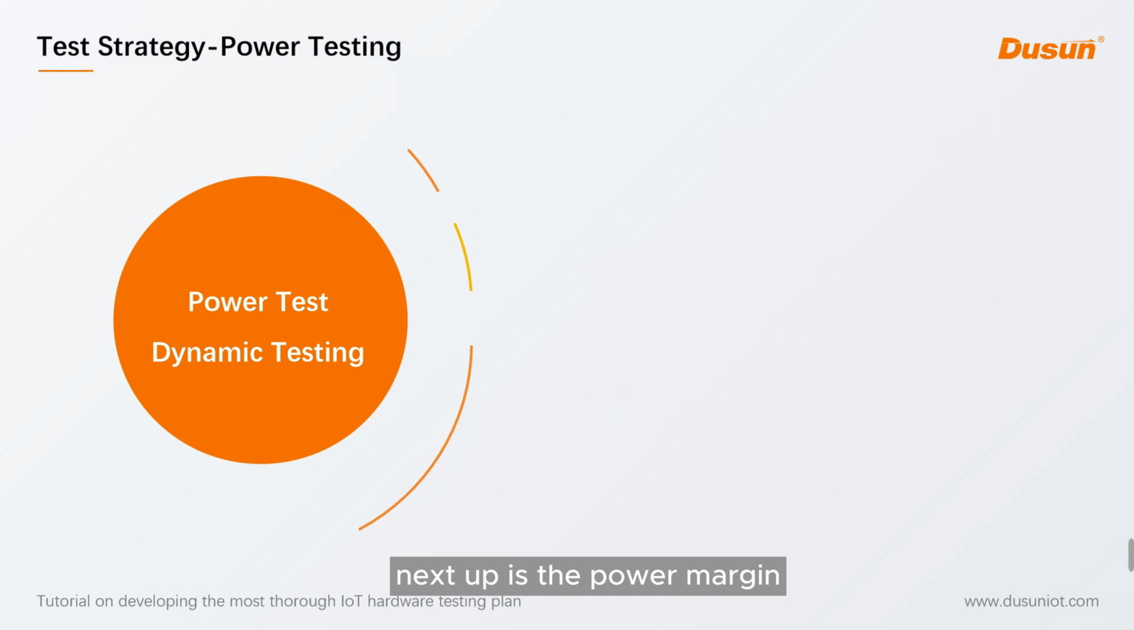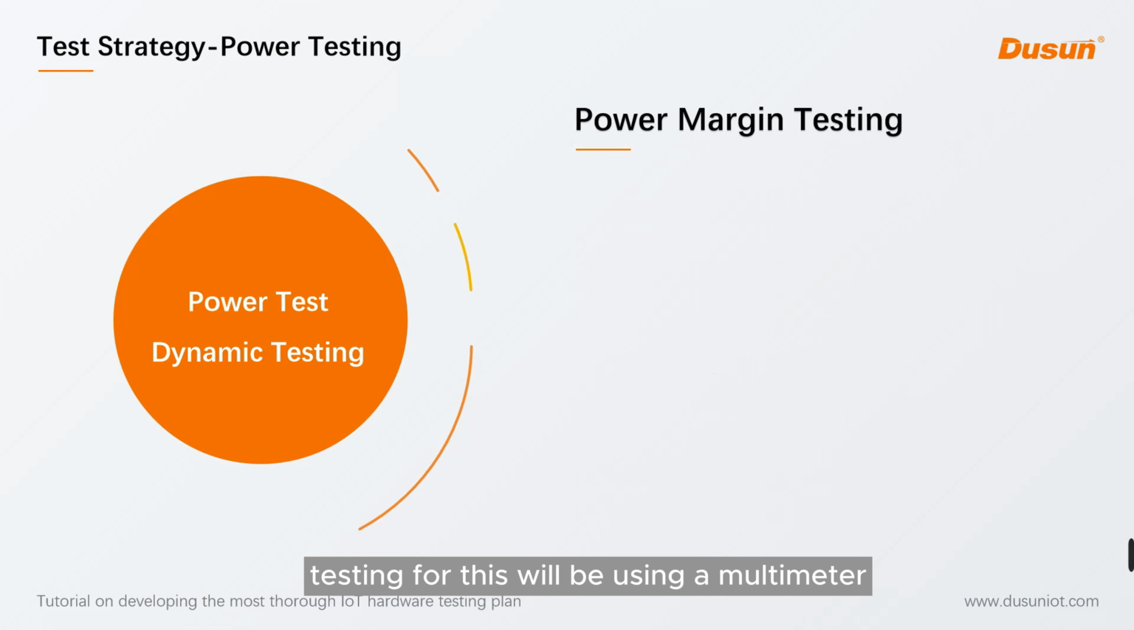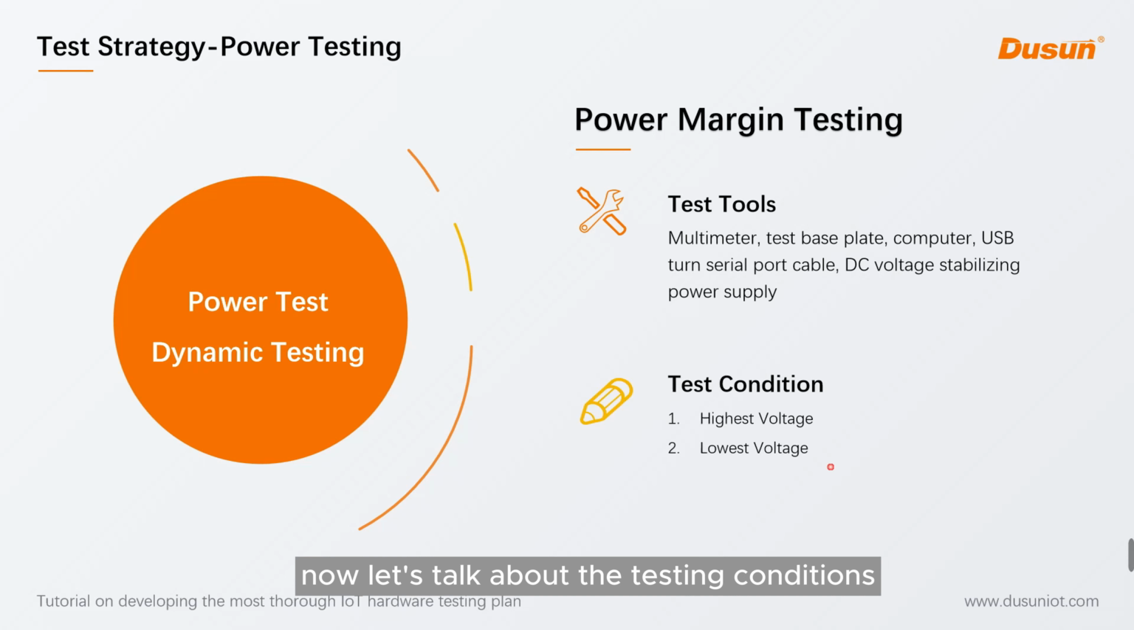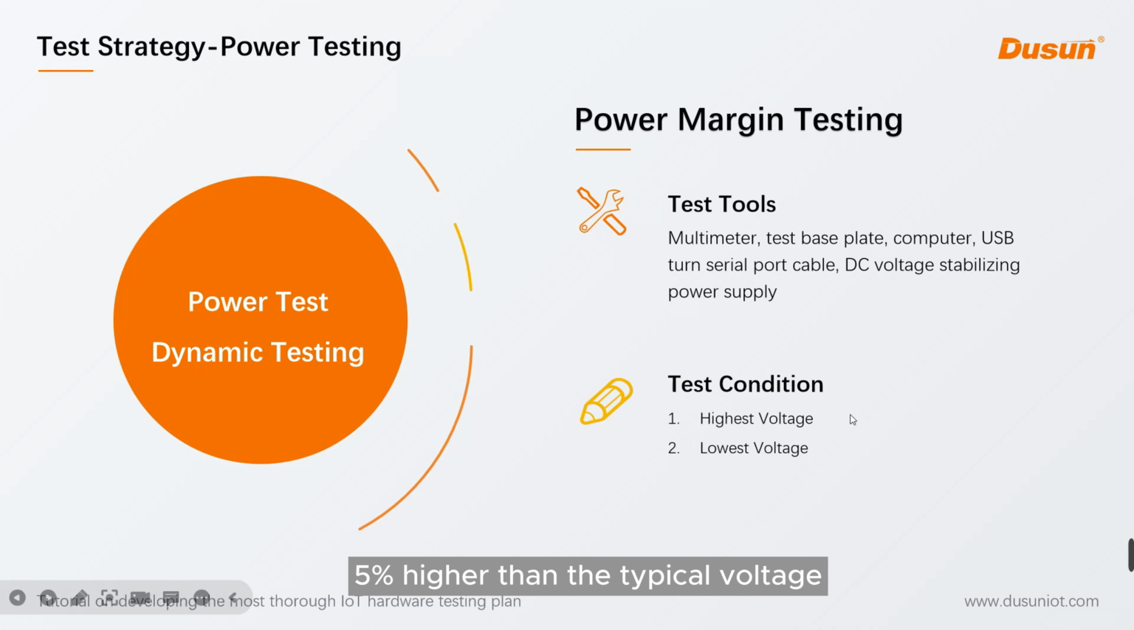Next up is the power margin testing. For this, we'll be using a multimeter, a test fixture, a computer, a USB to serial connection cable, and a DC regulated power supply. Now, let's talk about the testing conditions when measuring the highest voltage. We follow the chip's datasheet and test it at the maximum operating voltage value, which is usually around 5% higher than the typical voltage during the test.